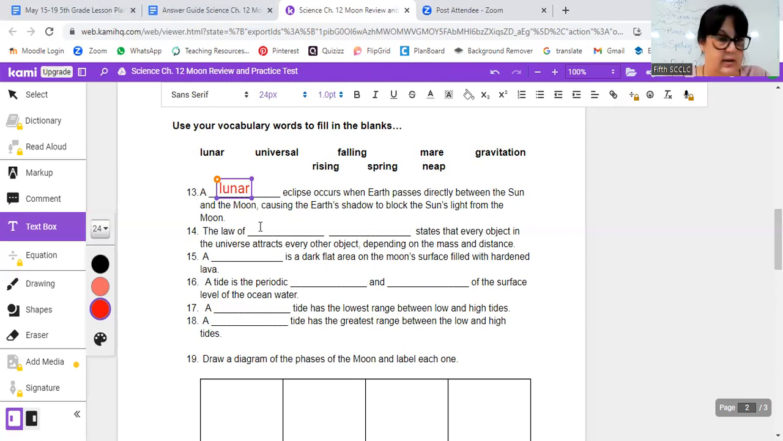Genesis. Gravitation, but nope, not to the guess, Lucas. Yeah, but in the other order, universal gravitation.